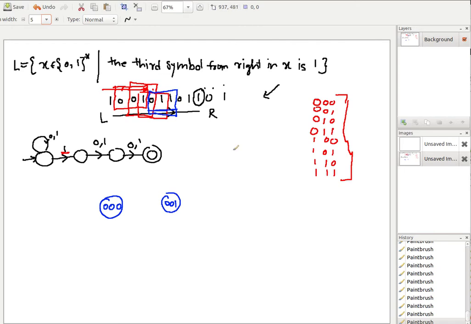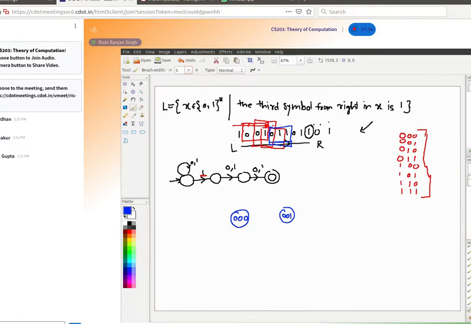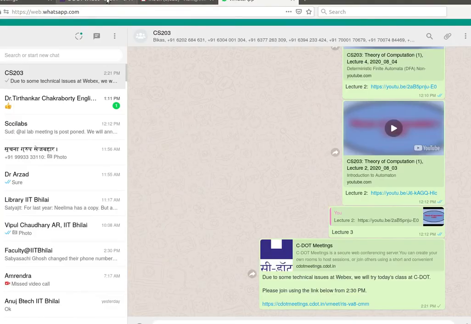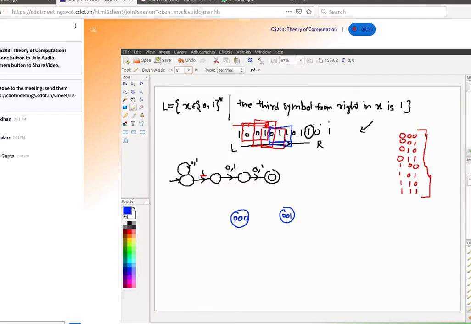How many of you have done it? You can just respond, we have done. So if someone has already done, can you just send a picture in the WhatsApp group? So I am waiting for response.